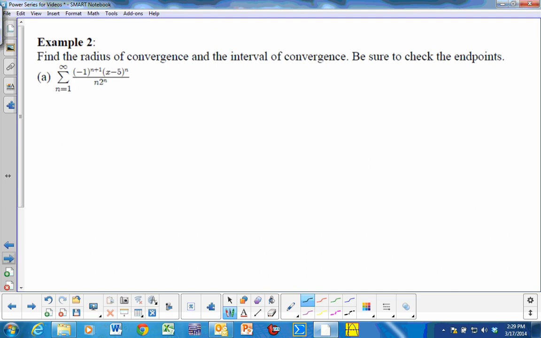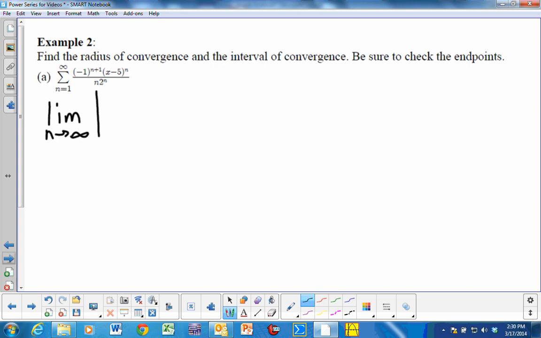So this one says find the radius and interval of convergence again. This time they've given you the nth term. So all I'm going to do is go ahead and do the ratio test. So I'm going to do absolute value of the n plus 1 term over the nth term.